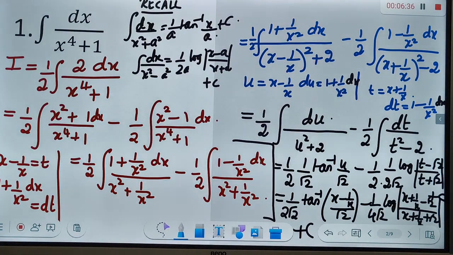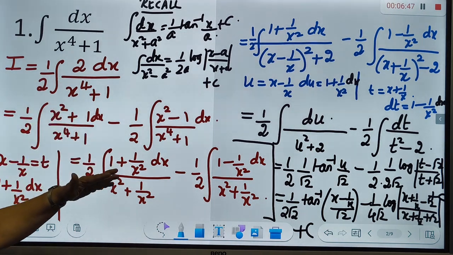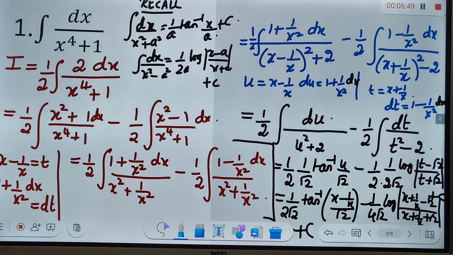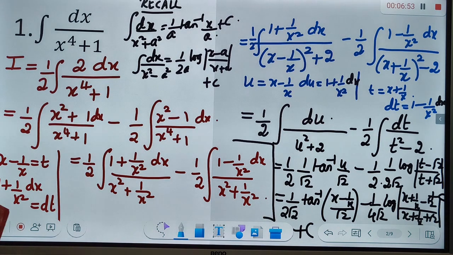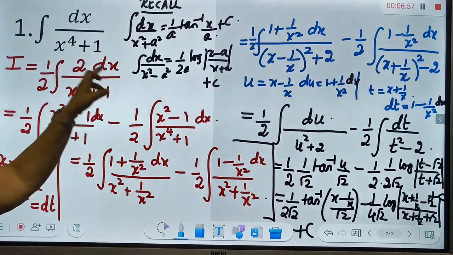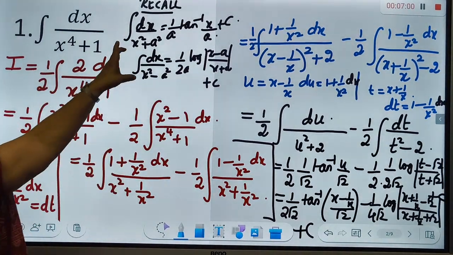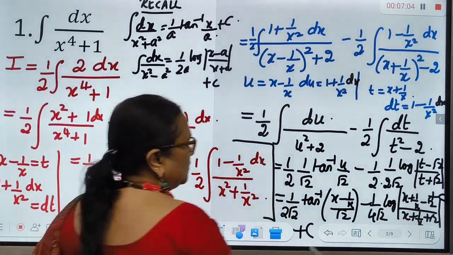So this is a particular kind of technique. Whenever you have functions in the denominator which involve x power 4, this technique of multiplying and dividing by 2, adding and subtracting x square will help us to build it into a difference of 2 integrals which can be resolved because we know how to integrate functions of these types. So we are reducing it to functions of these types. Let us look at a similar problem.